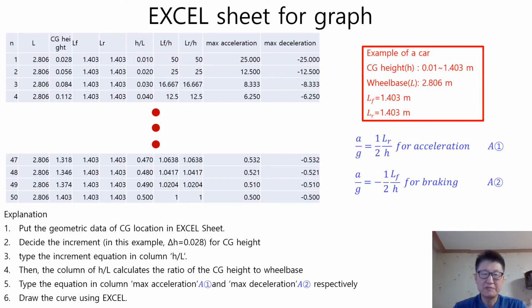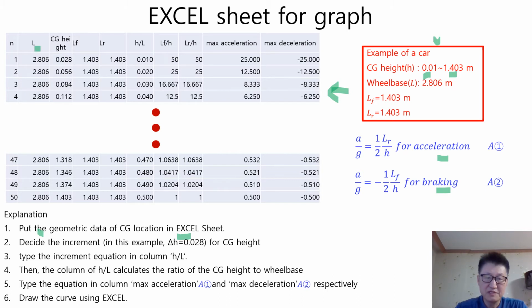I will explain how I made the graph in the previous slide. We have the data set for a car. The ratio of CG height to wheelbase varies from 0.01 to 1.403 meter. The other data and the equations are the same as in the previous graph, and the governing equations are the same. We have two equations here as before. Let's get into the explanation. First, put the geometric data of CG location in the Excel sheet here.